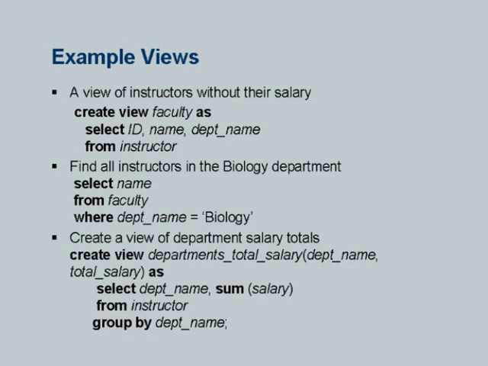So here are some example views. They are used for multiple reasons. So here is the first one, which is create view faculty as select ID, name, department name from instructor. What is this doing? You will note that instructor had a fourth attribute, salary, which has been removed. So what is the benefit of giving a view like this? Well, maybe there is a user or an application which should not be seeing instructor salaries.